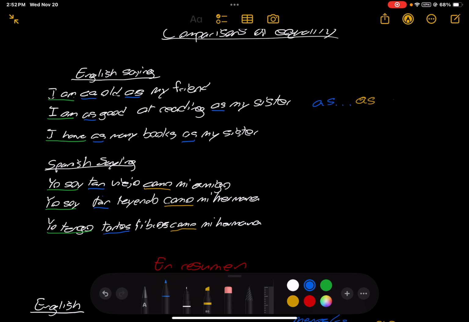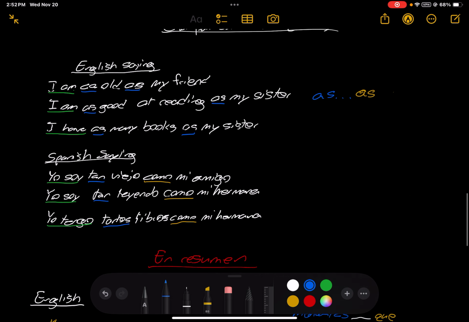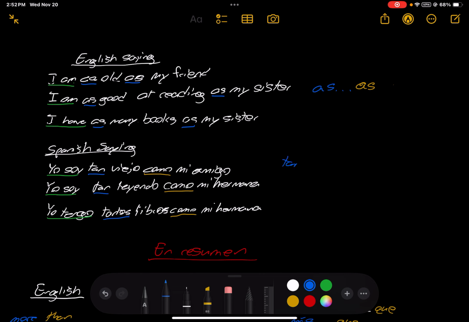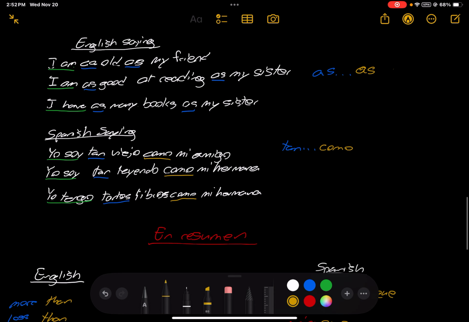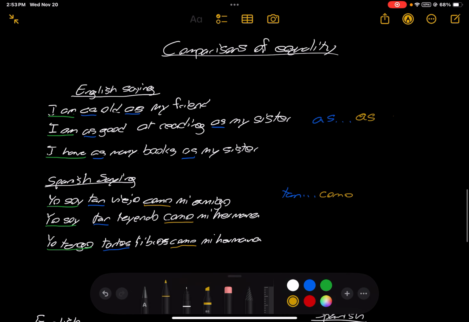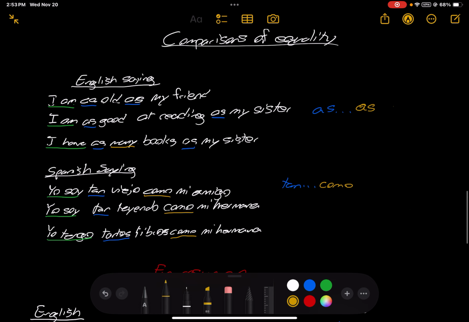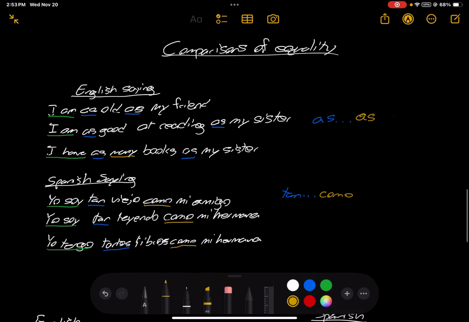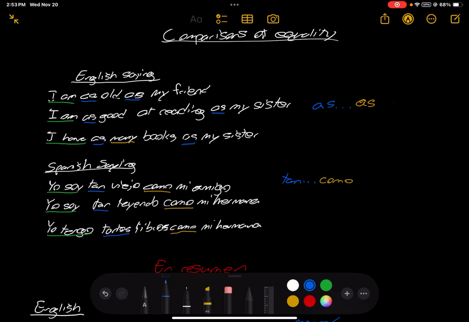Now, you may have noticed that in the third sentence, yo tengo tantos libros como mi hermana, the word tantos is used. That's because tan and tantos are different because tanto usually refers to an amount of something, while tan refers to something's quality. So in English, that looks like as many books as my sister. Yo tengo tantos libros. But other than that, they're pretty much the same.